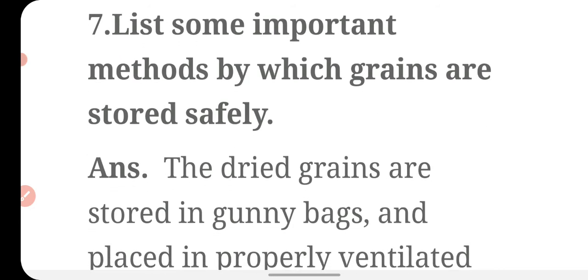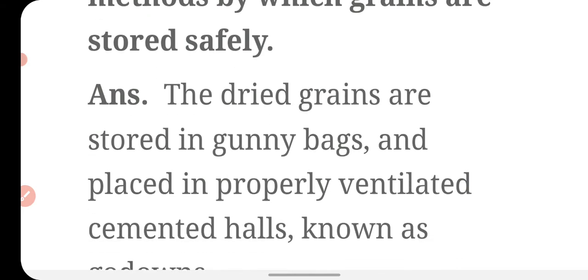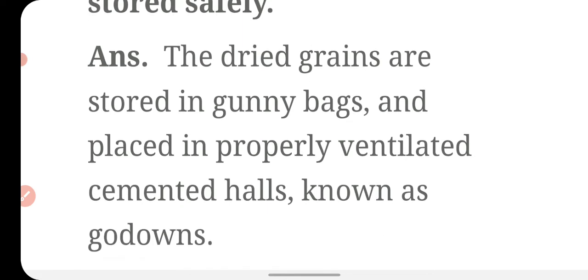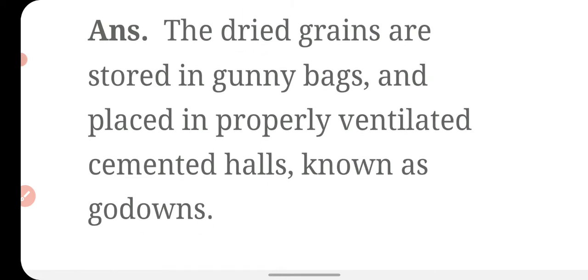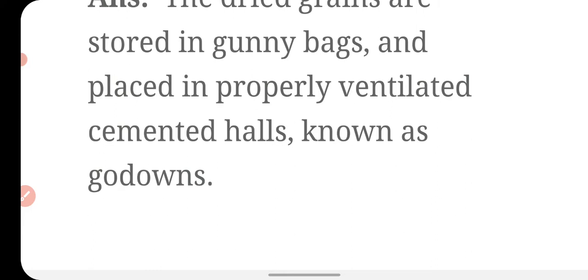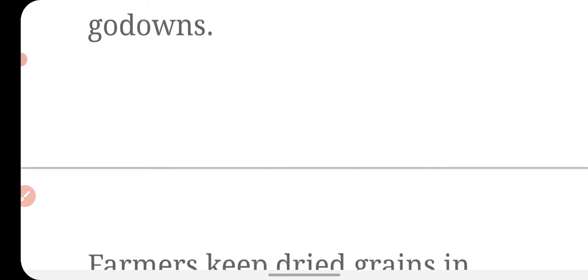Now the next question is, list some important methods by which grains are stored safely. After harvesting, the grains must be stored safely, and the dried grains are stored in gunny bags and placed in properly ventilated cemented halls known as godowns.